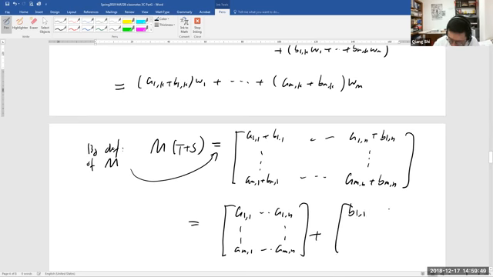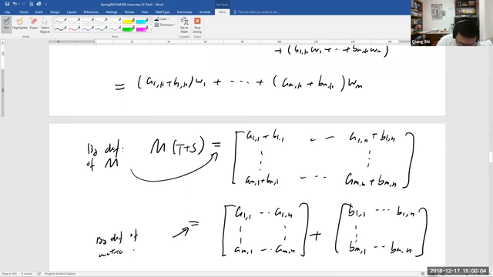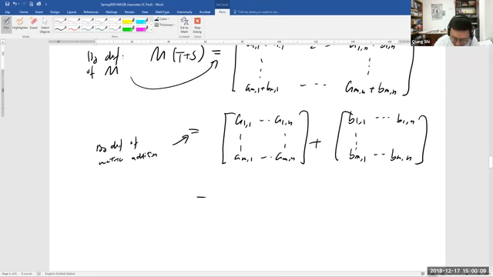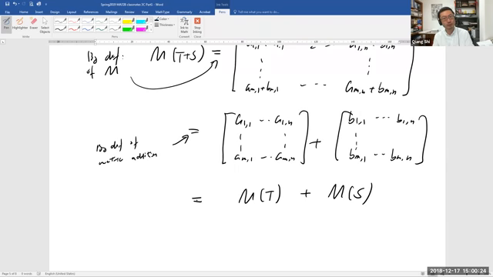And this is based on our definition of how we add the two matrices together. So this is the better definition of matrix addition. This one is M of T, and this one is M of S. So that proves it. When you add the matrices, it corresponds to adding the linear maps, and when you add the linear maps, it corresponds to adding the matrices.